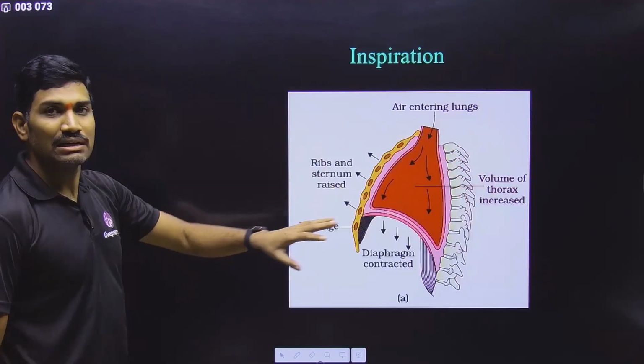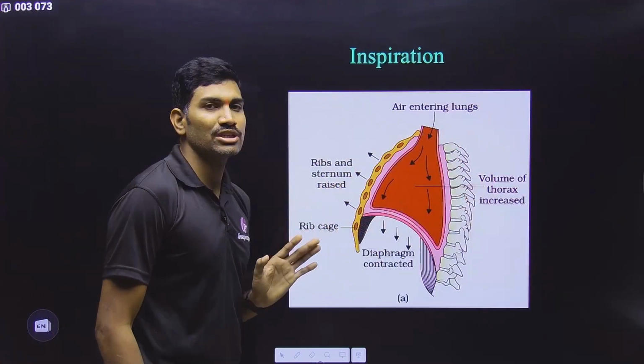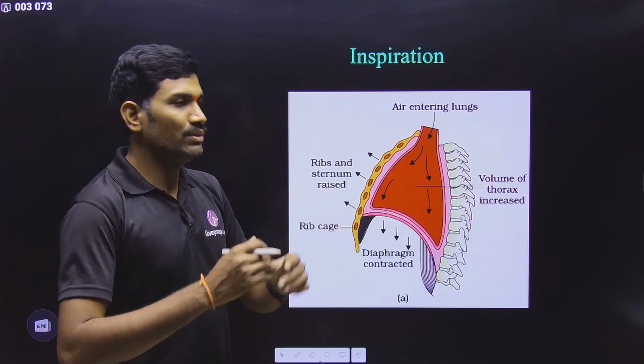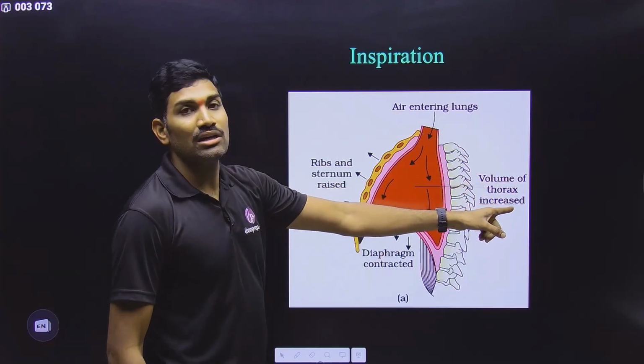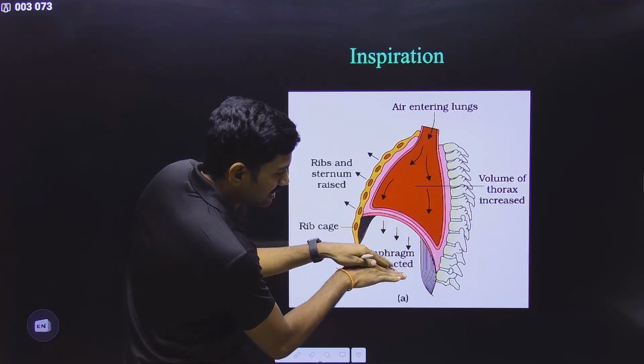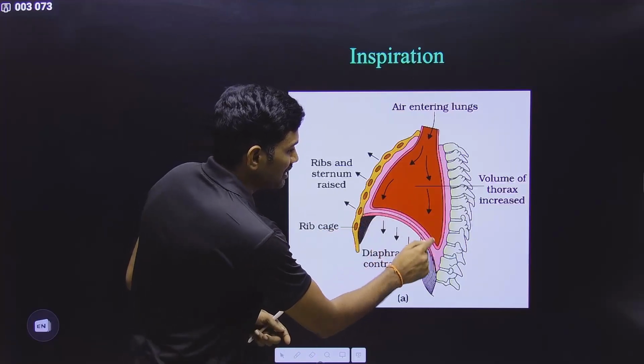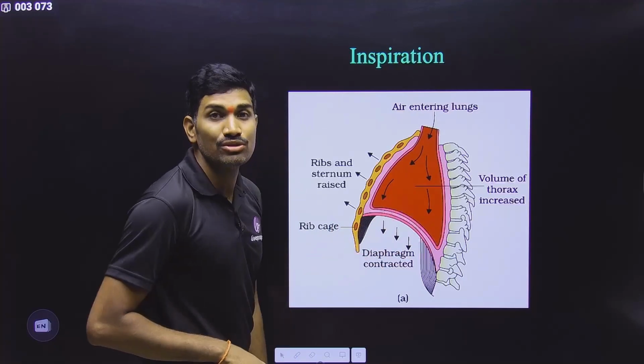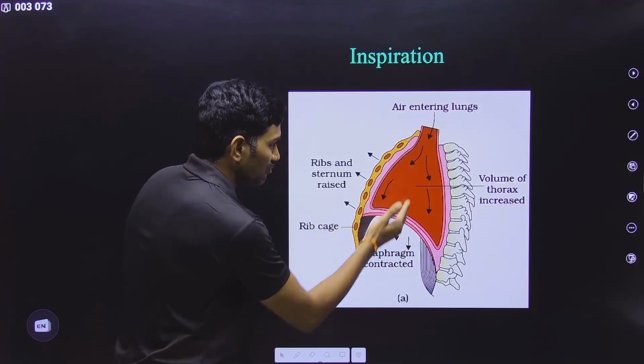Here in the NCERT they have very nicely given the diagram. During inspiration, what is happening? The volume should be increased. Here the thoracic volume is increased. How is it increased? The diaphragm is contracted like this. Initially it is dome shaped, now it is becoming almost flat. So anterior-posteriorly the volume is increased.